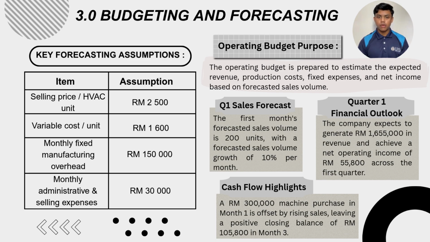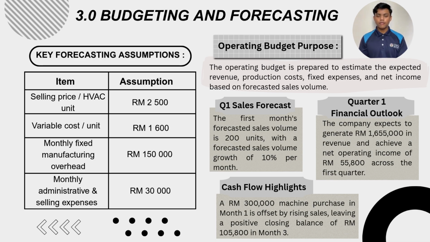To build this budget, we established several key forecasting assumptions. We set the selling price per HVAC unit at 2,500 ringgit with a variable cost of 1,600 ringgit per unit. Furthermore, our monthly fixed manufacturing overhead is projected at 150,000 ringgit, alongside monthly administrative and selling expenses of 30,000 ringgit. For our first quarter expansion plan, our forecasted sales volume in the first month is 200 units. We projected sales volume growth of 10% per month, meaning we anticipate selling 220 units in month 2 and 242 units in month 3.